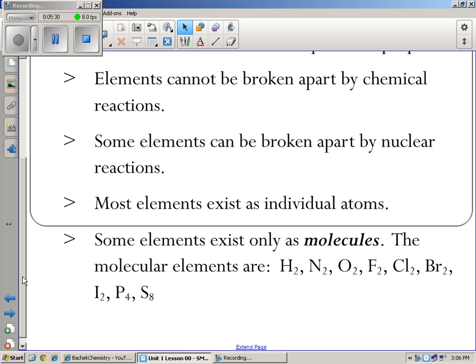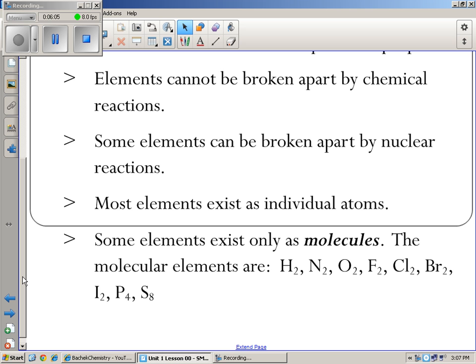But some exist only as molecules. What we call them is the molecular elements. You guys maybe heard the term diatomic, maybe, okay? That's fine, and that works for most of them. There's actually 9 molecular elements. 7 of them are diatomic, which means they come in 2 atoms, diatomic, of course. And that's fine, but what about P4 and S8? So a better term for that is molecular, which means molecules of atoms. So they've combined together, okay?